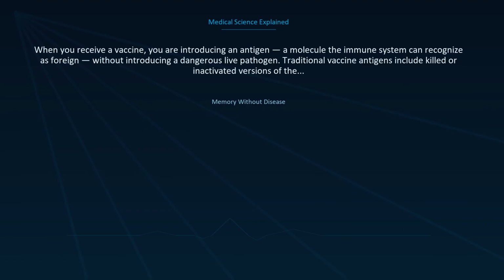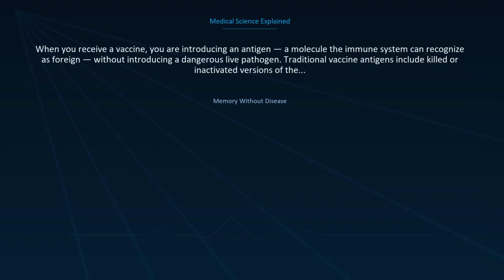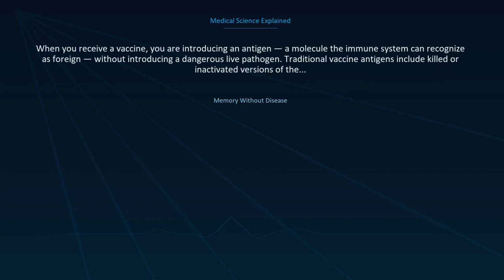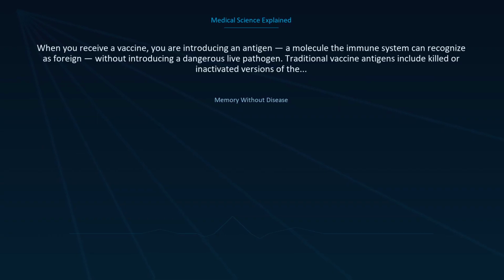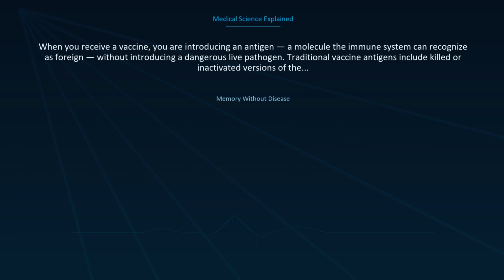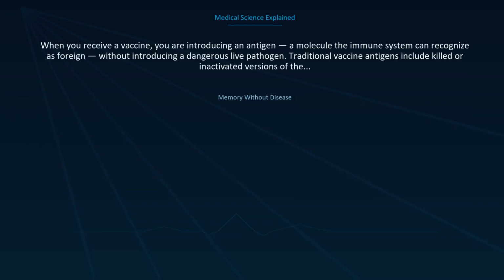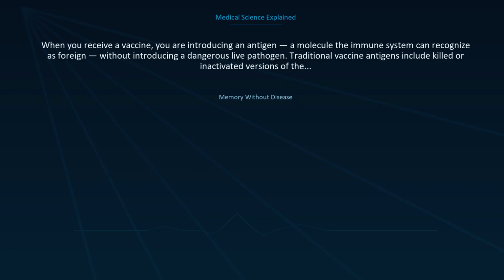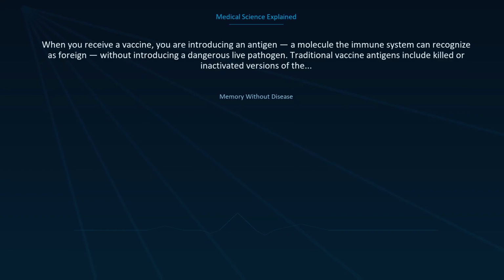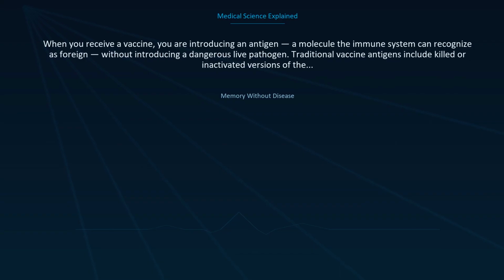Antigen-presenting cells, primarily dendritic cells at the injection site, engulf the antigen, process it into small peptide fragments, and display those fragments on their surface using MHC molecules. The dendritic cells then migrate to nearby lymph nodes, where they present the antigen to naive B cells and T cells. A naive lymphocyte that has never encountered an antigen before and carries a receptor matching that antigen will bind to it, receive co-stimulatory signals, and begin a process of clonal expansion, dividing rapidly to produce millions of identical effector cells all targeting the same antigen.